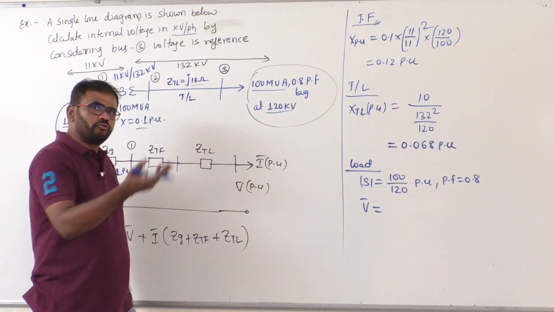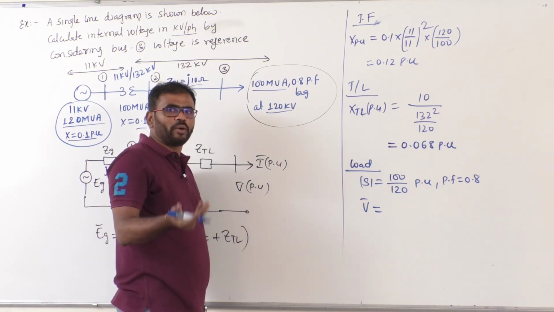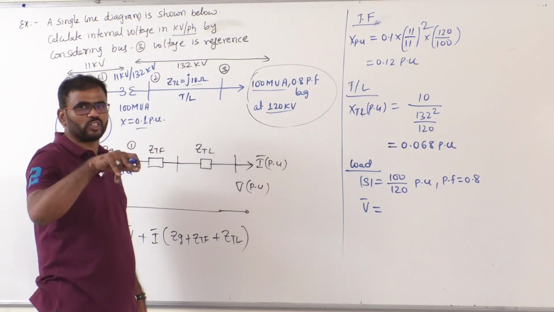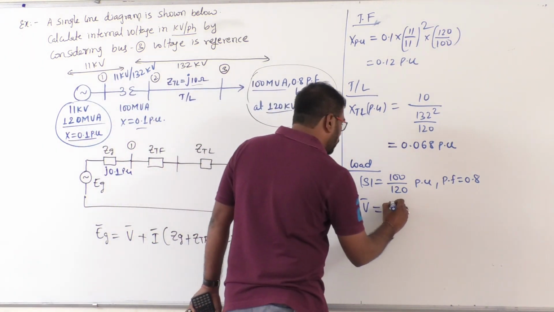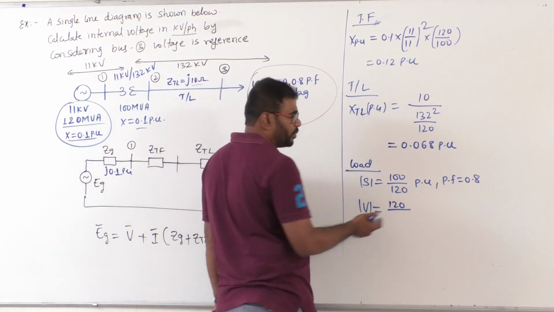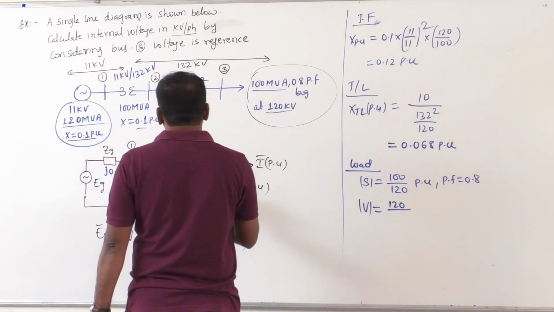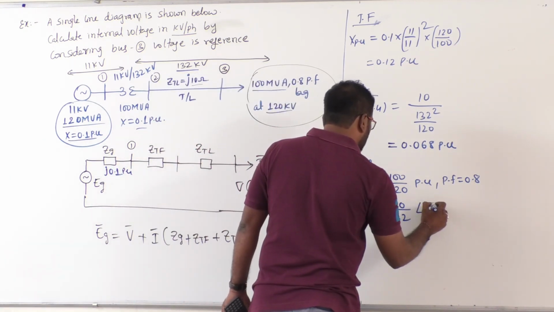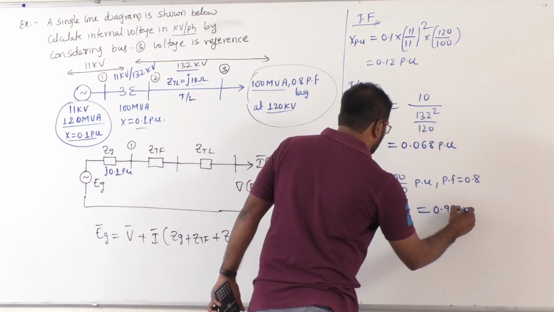Phase voltage is 120 by root 3, but you don't need to worry, sir, because when you are doing it in per unit form, line voltage per unit and phase voltage per unit are the same in magnitude, and the phase angle is 0 degrees for phase voltage only, not for line voltage. So the magnitude of V, the line voltage in per unit, is 120 by the base voltage 132, magnitude only. If I solve this, 0.909 per unit.